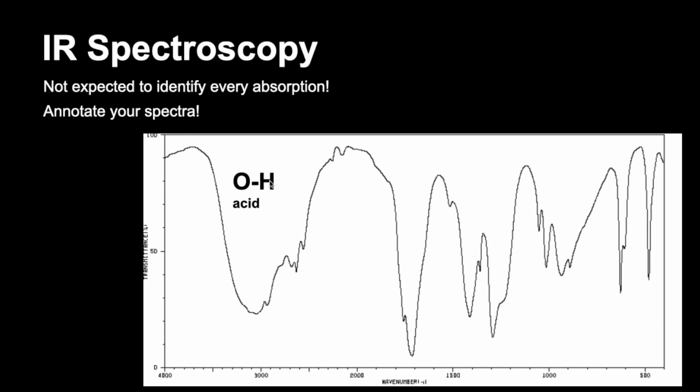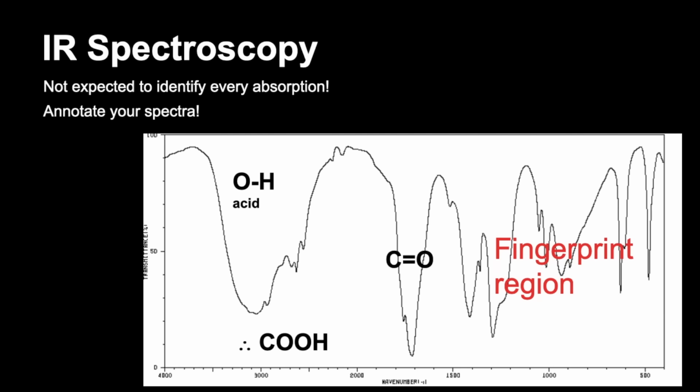It's the OH bond of an acid. I would always say what type of OH it is. So we've got an OH of an acid there. We've also got a C double bond O there. So what can you deduce from that? You've got a carboxylic acid. Remember, this area here, that below 1500 cm to the -1, is called the fingerprint region. It's very, very difficult to interpret, and it's unique to a particular molecule.